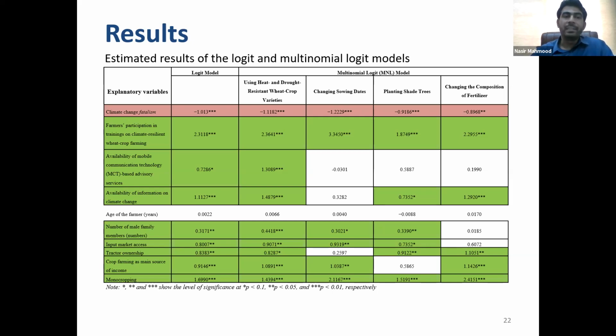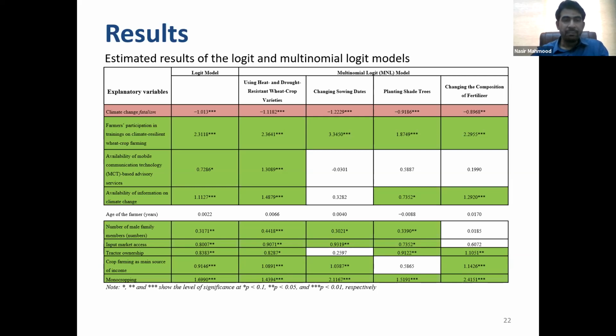Third, easy access to advisory services via mobile phones, and easy access to information on climate change, mainly from the extension workers and fellow farmers, also showed a positive impact on farmers' decision to adopt. This means that the farmers who have easy access to these advisory and climate information services are more likely to do the adaptation as compared to those farmers who don't have these types of services.